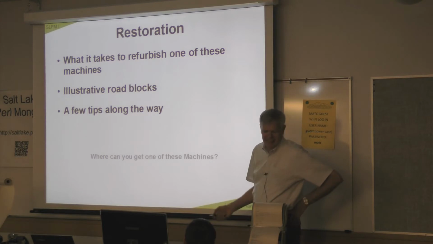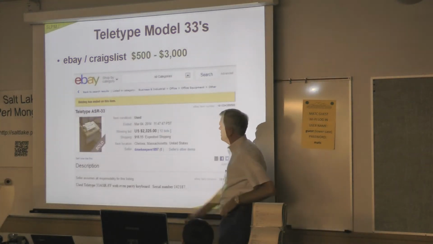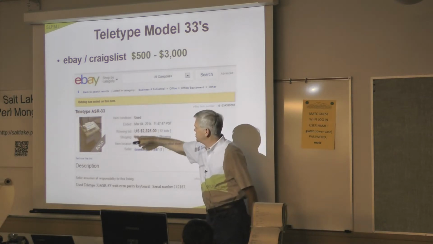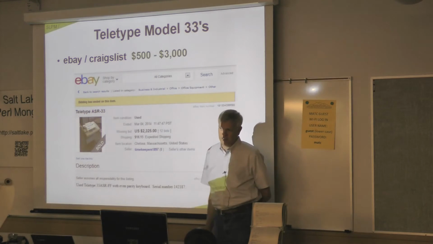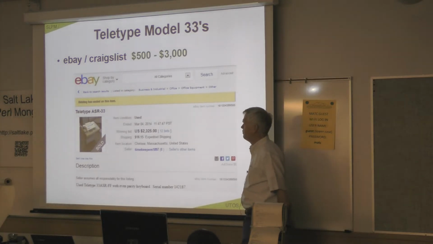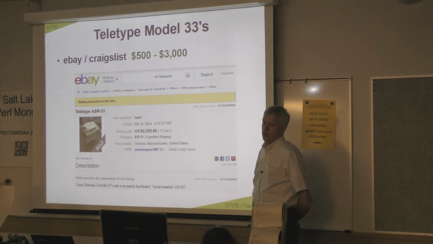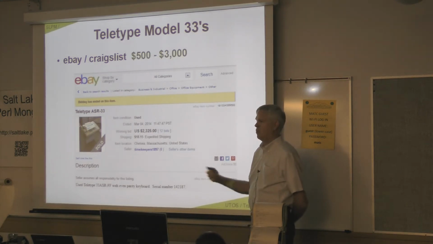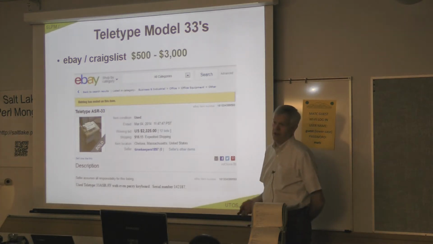So first of all, where can you get these machines? Well, they occasionally show up on eBay. This was in March of this year. This one showed up. It was not in working condition, and it sold for $2,300. And if it was in working condition, it might sell as much as $3,500. But I would say 10 to 20 of these show up a year, either on Craigslist or on eBay. 10 years ago, they were going for $300. You could almost get them for free, basically.